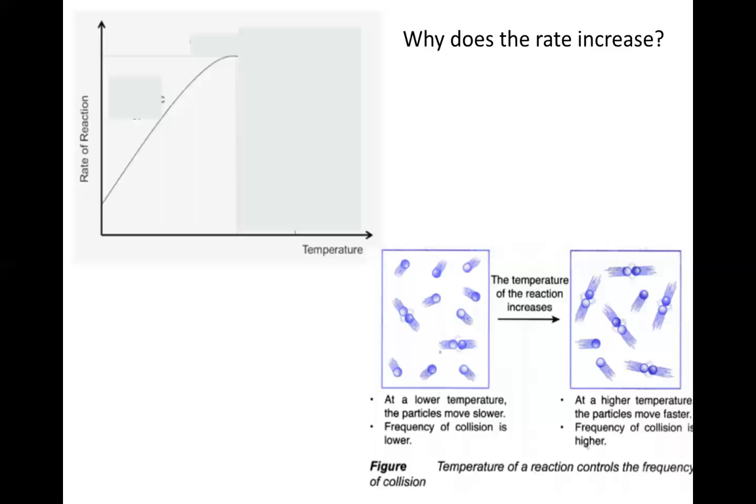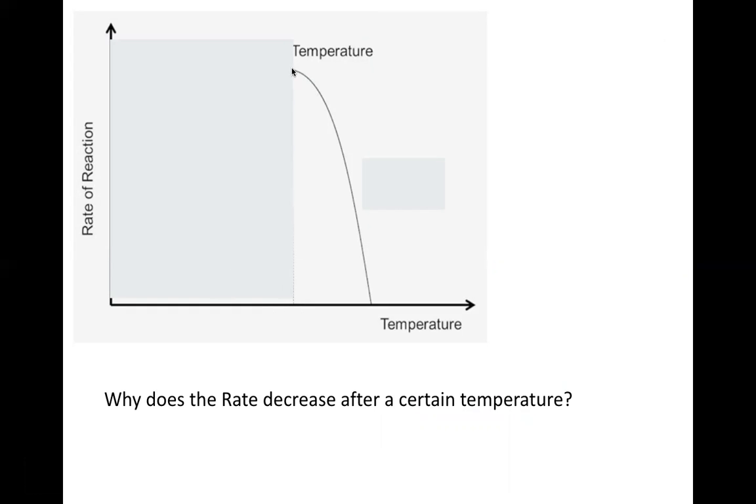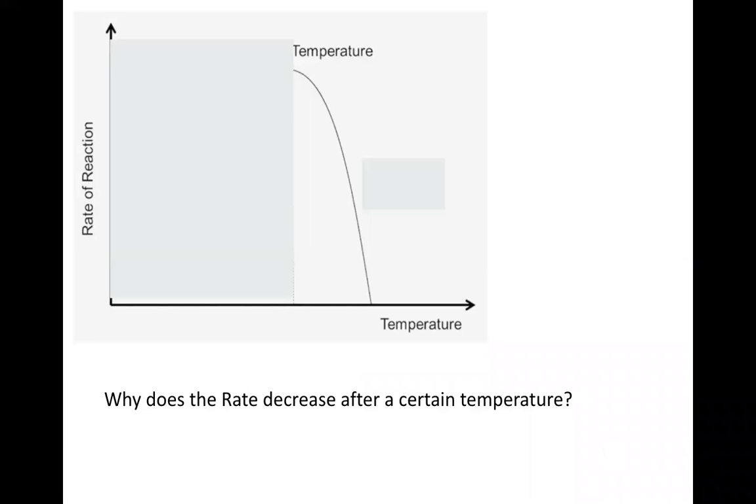Okay, now this is the second half of the graph. Here I'm showing you the first half of the graph. Here I'm going to show you the second part of the graph. Why is it we reach a certain temperature and past this temperature, now the graph has a negative slope? Now the reaction rate starts rapidly to decrease. Why does the rate decrease after a certain temperature? Tell me, why?